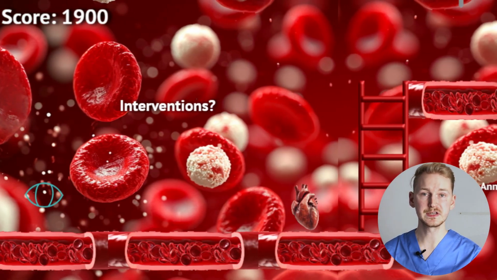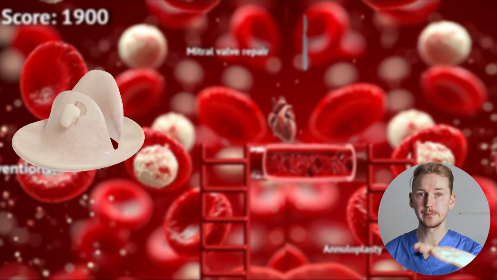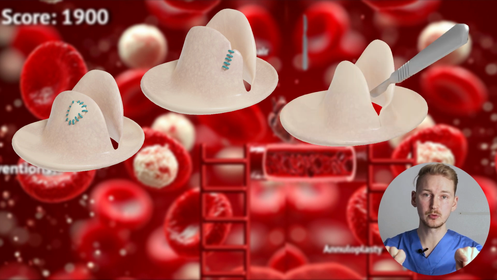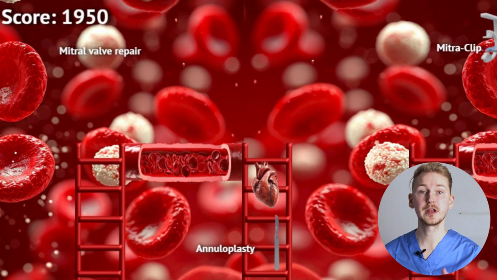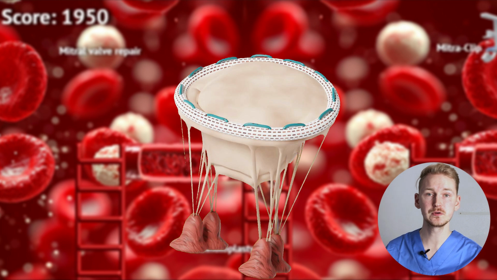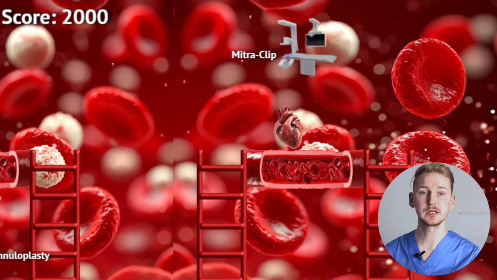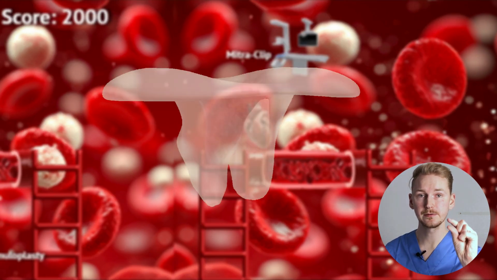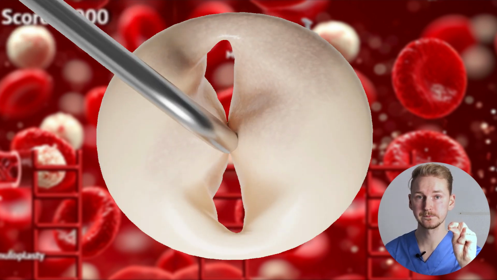What interventions can you do? You can do a mitral valve repair where you can patch holes, reconnect valve flaps, separate fused leaflets, or repair chordae. An annuloplasty, which is reinforcement of the annulus, can be used for secondary mitral regurgitation. A mitral clip can be used for patients that aren't suitable for surgery. Here, the cusp ends are fused in the middle with a metal device.